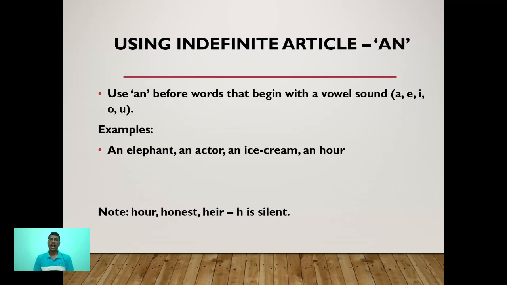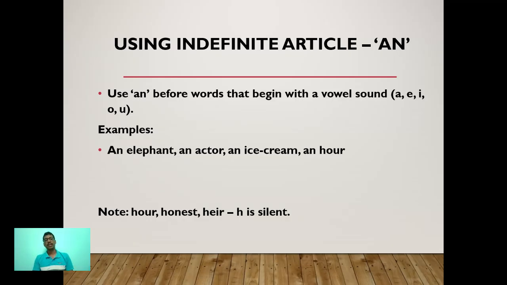So we use an before the words that begin with a vowel sound. That is A, E, I, O, U sounds. Examples: an elephant, an actor, an ice cream, an R. Surprisingly, we have an example as R. It starts with a consonant letter, but it has a vowel sound. As we have seen some examples previously, where the word begins with a vowel letter but has a consonant sound, in a similar way, here we have a word that starts with a consonant letter but has a vowel sound.